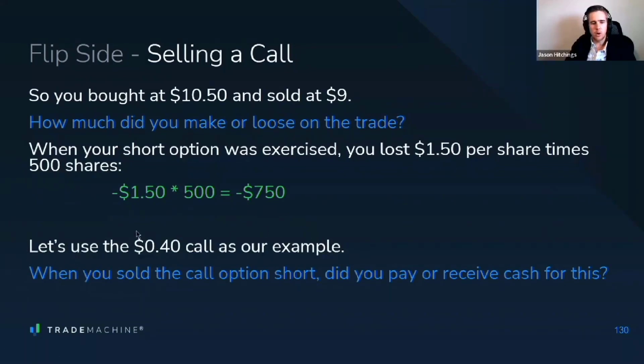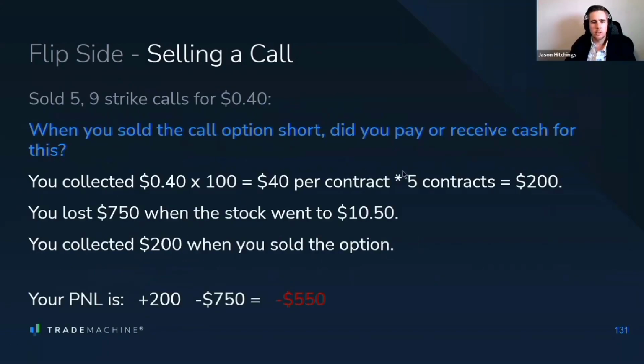When you sold that call, you collected something for it, and you collected 40 cents per share. And you did that times 500 shares. So that ended up bringing in $200 credit from selling that originally. When it got exercised, you lost $750, and you ended up with a P&L of minus $550 because that stock went up.